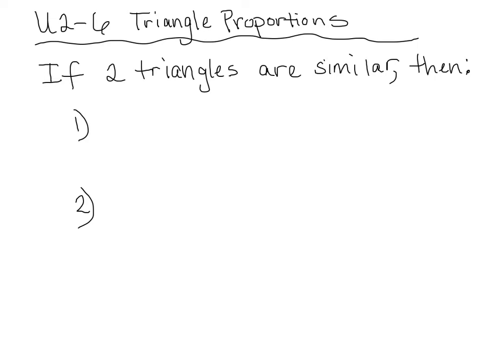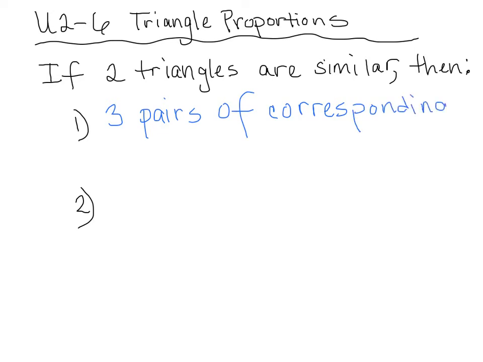Okay, so for your notes, let's write: if two triangles are similar, then... Now the first thing we've talked about is their angles, right? There are three matching pairs of angles that are congruent. So the first thing, three pairs of corresponding angles. That means the ones that match, right? Of corresponding angles are congruent, right? They're exactly the same measure.